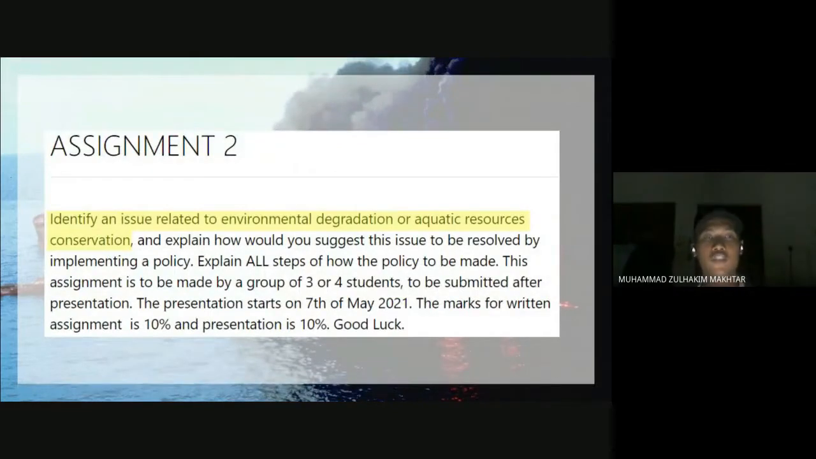Okay, for the first instruction in this assignment is to identify an issue related to environmental degradation or aquatic resources conservation. So we choose an issue on aquatic resources conservation.